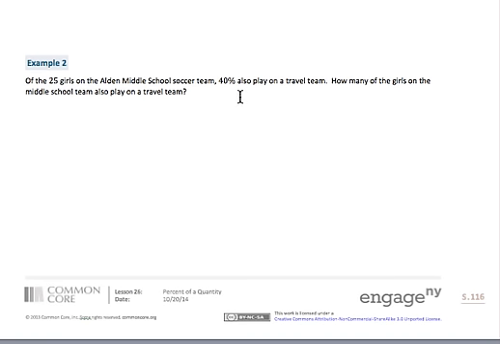They've given us the percentage, and a percentage can be written as a fraction. So we will write it as 40 100ths. And they have not told us the part. They've given us the whole. The 25 girls on the middle school soccer team is the whole team. So the part is what we're missing. Again, our whole, the 25 girls on the whole soccer team, goes in the denominator.